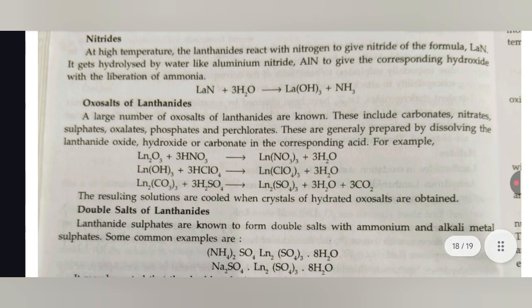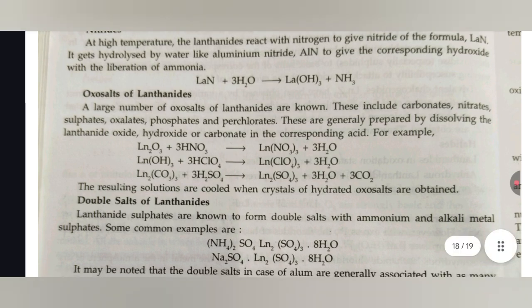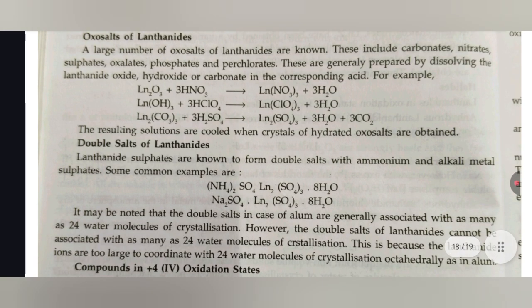Nitrides. At higher temperature, the lanthanides react with nitrogen to give nitrides of formula LnN, and they get hydrolysed by water like aluminium nitride AlN to give the corresponding hydroxide with the liberation of ammonia. Oxosalts of lanthanides. A large number of oxosalts of lanthanides are known. These include carbonates, nitrates, sulfates, oxalates, phosphates, and perchlorates. These are generally prepared by dissolving the lanthanide oxide, hydroxide, or carbonates in the corresponding acid.